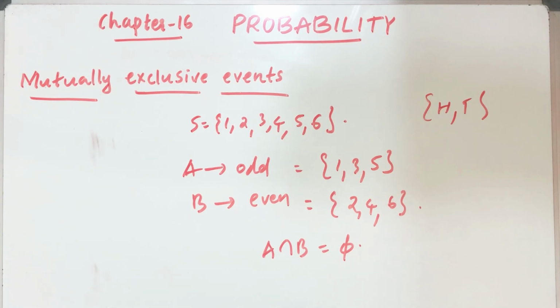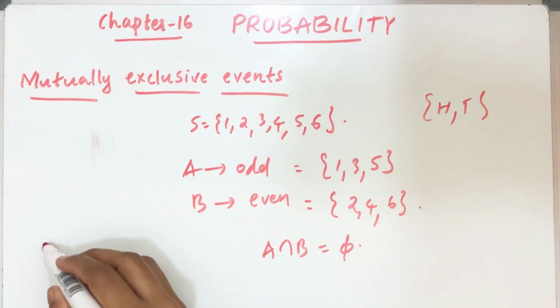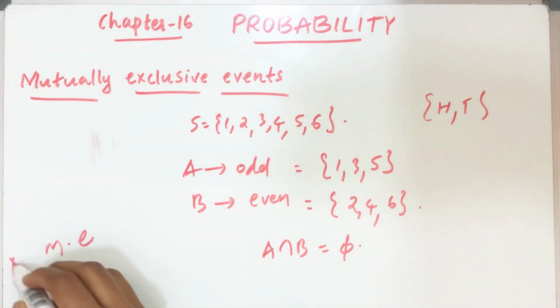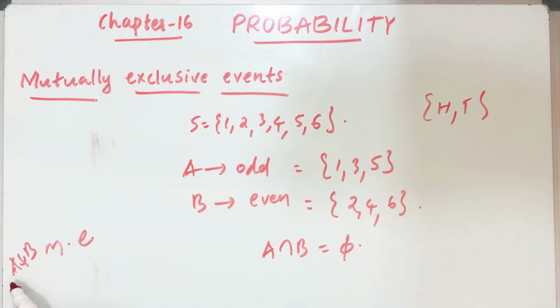So we can give the definition of mutually exclusive events as: two events A and B are said to be mutually exclusive if the occurrence of any one of them excludes the occurrence of the other event. That is, if A occurs, then B cannot occur.